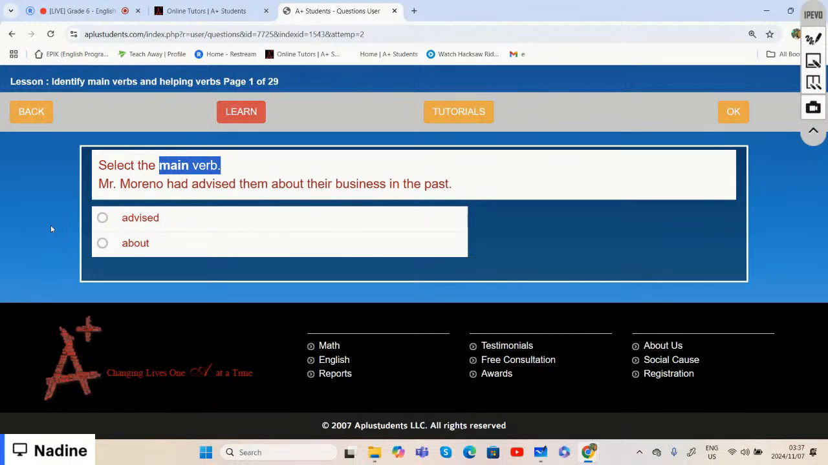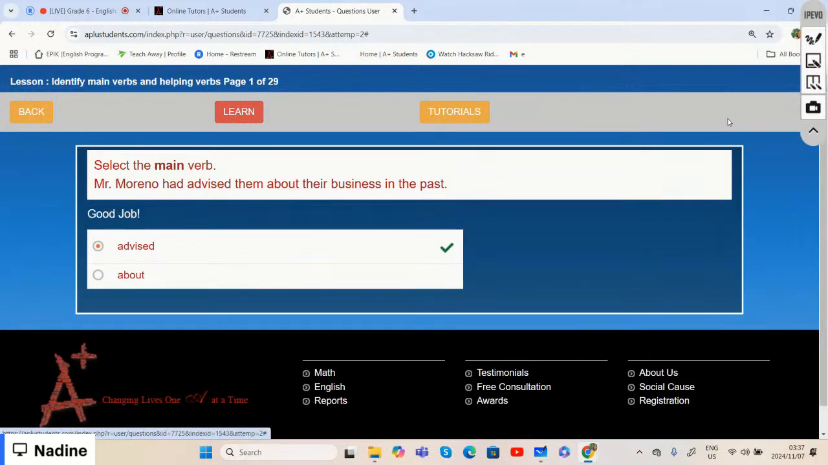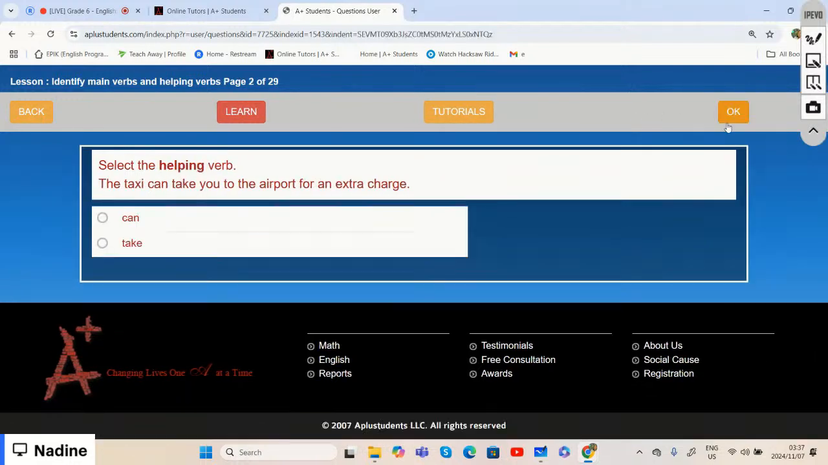And if we were to select the correct option, then yes, we will choose option 1, advised. That is our main verb. Well done. Option 1 is correct.